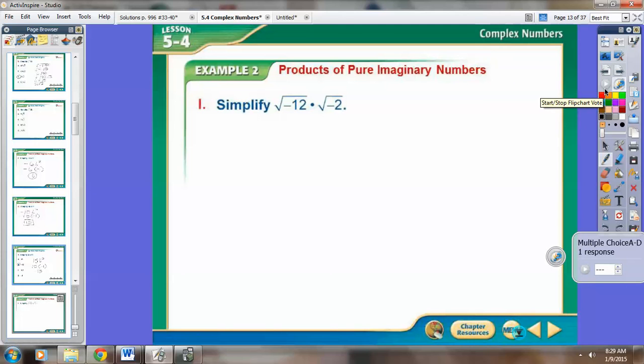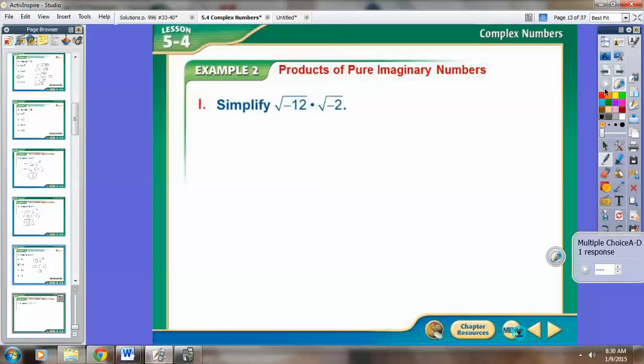These next couple of problems are going to have square roots. They're also going to have imaginary numbers. And we're going to be multiplying those imaginary numbers. Kind of putting everything together. You need to simplify each square root. Let me ask you something real quick before we even jump into this.